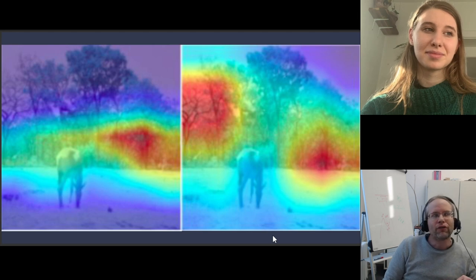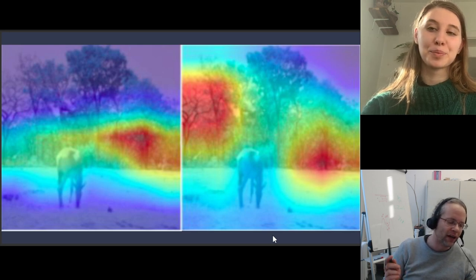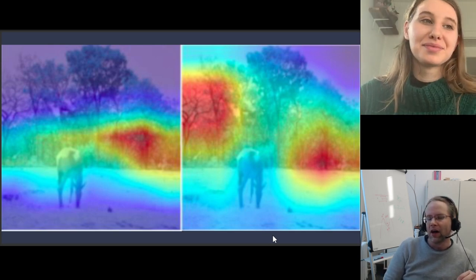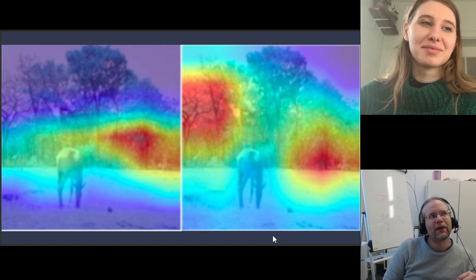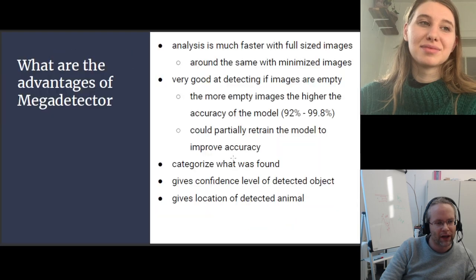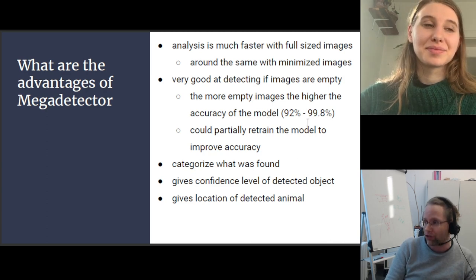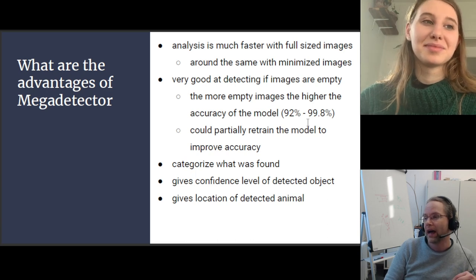You say that most of your images are, in many cases, empty. You talked about a certain point where you got the best accuracy when only like 0.something% of your images had animals in there. But is that not unfair in a way, right? Let me see if I can find that slide quickly. You said that the more empty images, the higher the accuracy of the model, right? Yeah. And you ended up with an accuracy of 99.8%. But that was at the point where you said that only 0.04% of the images had animals on there.